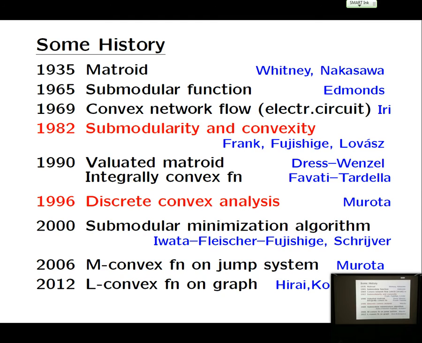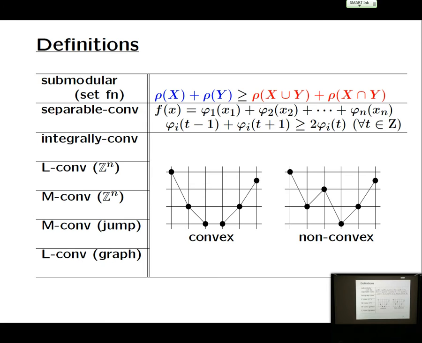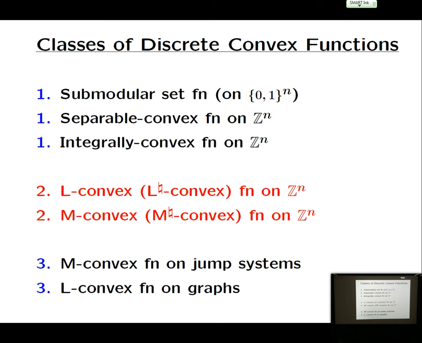Okay? Now, classes of discrete convex functions. So I deal with these 7 classes. The first generation is fundamental. Submodular set function, separable convex function, almost obvious, but integrally convex function that I'm going to define. And L and M convex function, or with some symbol, L natural and M natural, equivalent notions. They form the main classes in discrete convex analysis. And these are extensions.